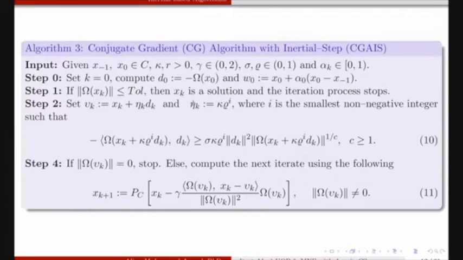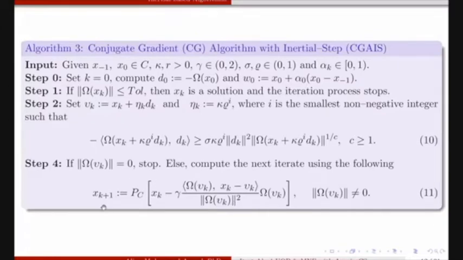So we test the tolerance. By the time we test this tolerance, then we compute this trial point. After computing the trial point, the step size here, which is eta k, will satisfy this inequality 10. Once we have that eta k that satisfies inequality 10, then we compute this vk here. After computing vk here, if this is equal to 0, we have to stop. Otherwise, we compute the next iterate using this projection method.